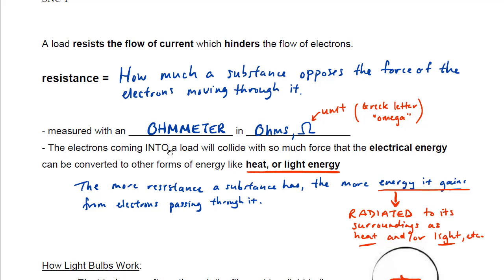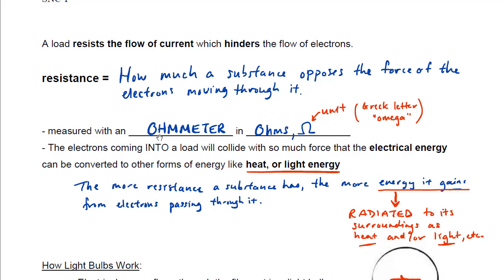So electrons coming into a load are going to collide with so much force that the electrical energy can be converted to other forms like heat or light. So the more resistance it has, the more energy that substance gains from the electrons passing through it. And you can't just store energy forever, that energy is going to get radiated to the surroundings as either heat or light or whatever kind of energy you're trying to convert it to. But heat and light are pretty common.